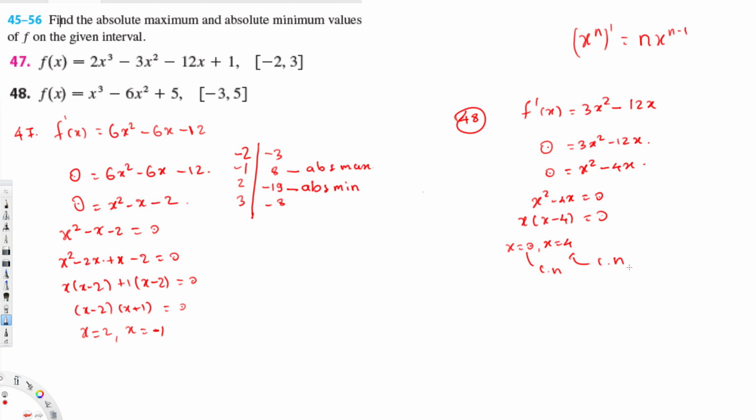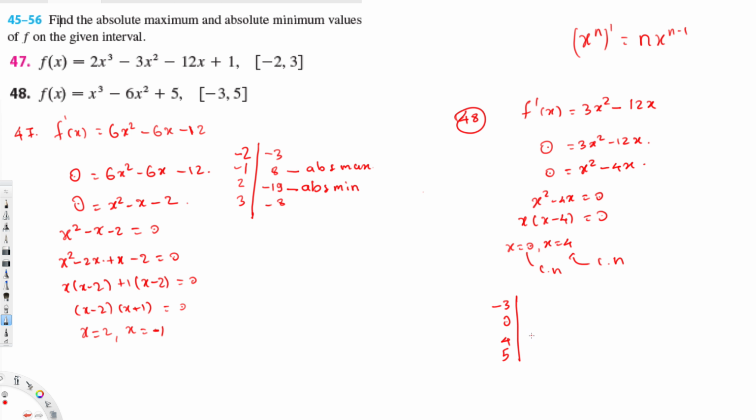We have to check all the critical numbers and all the endpoints in f of x to find out the absolute maximum and the absolute minimum. The highest value is going to be my absolute maximum and the lowest value is going to be my absolute minimum. So let's check all the values. I would like to list them from lowest to highest: minus 3, then 0, then 4, and the highest is 5.